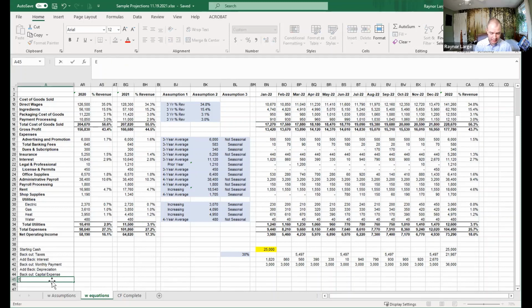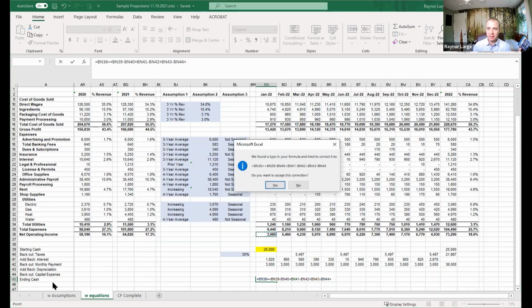Actually, what I'm going to do, I'll just say ending cash. And my ending cash is going to be my starting cash position minus my taxes, adding my interest minus my monthly payment, adding depreciation, right, because that's non-cash, and backing out my capital. So I started with 25,000. Oh, sorry, one other thing, most importantly, right? I'm going to add my net operating income, the income from my business. So my business made money.